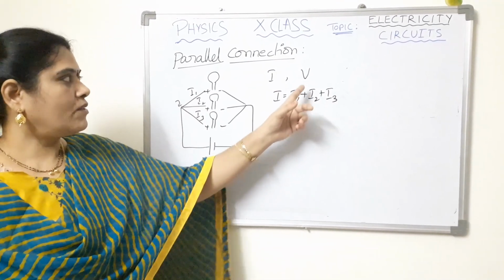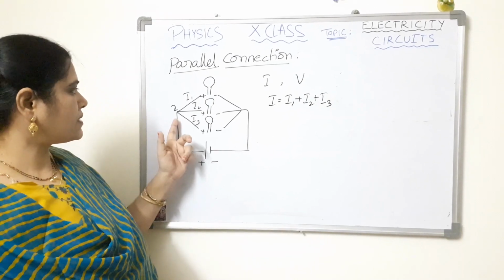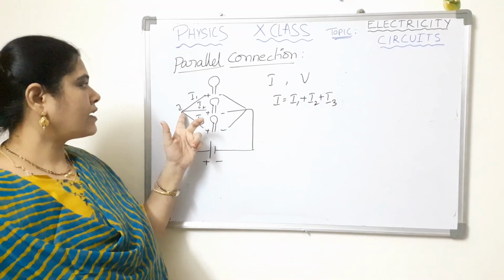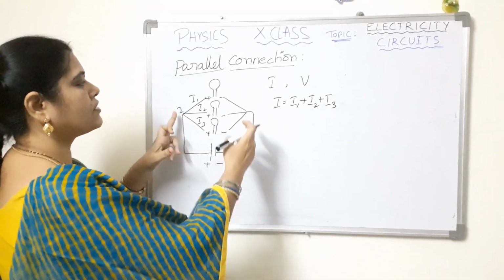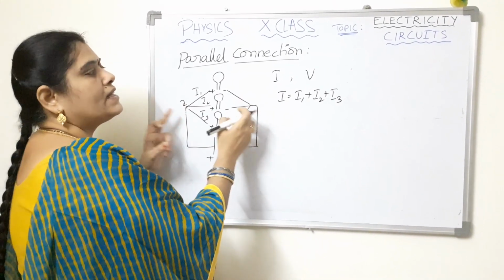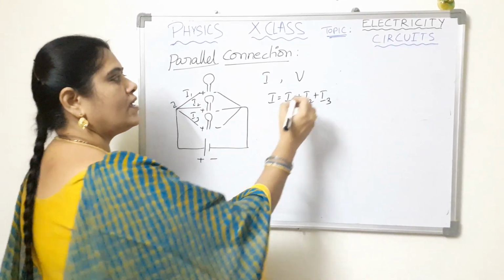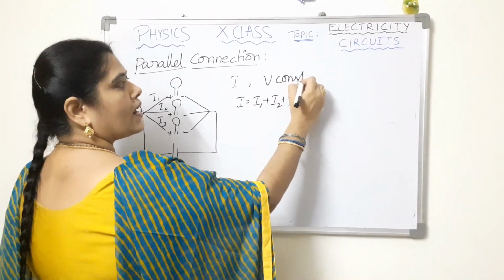If you want to see the voltage, it is the same. Why? Because these are all connected to this end and this end. If you want to find out the voltage, then you take these two points. Then it is a constant. So V is constant in parallel connection.